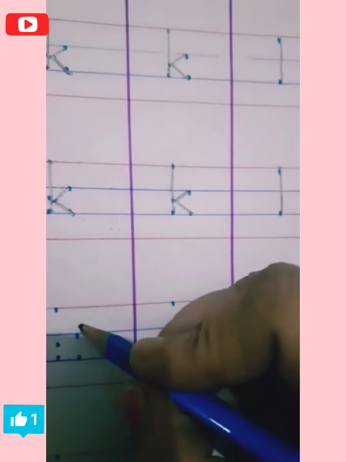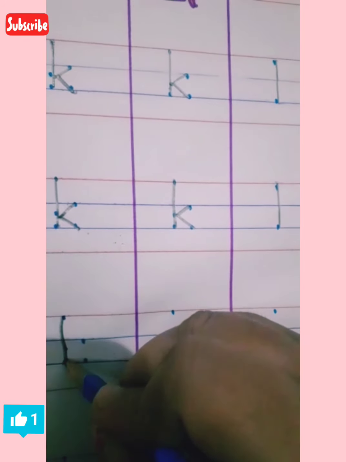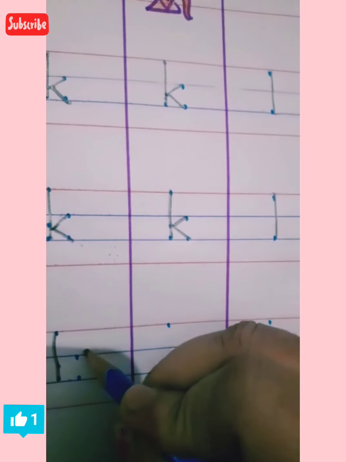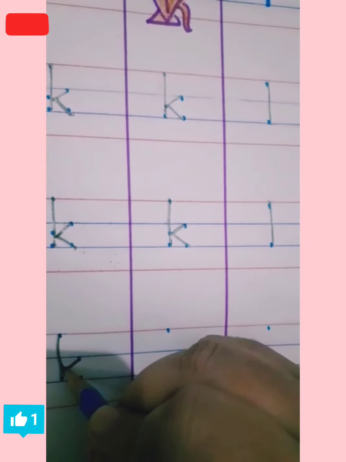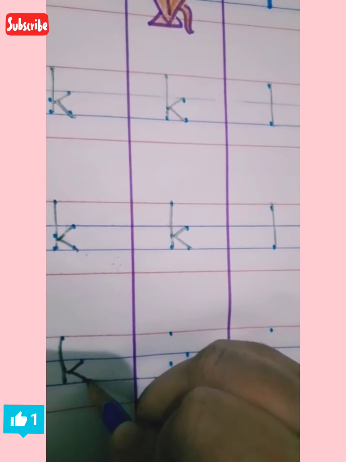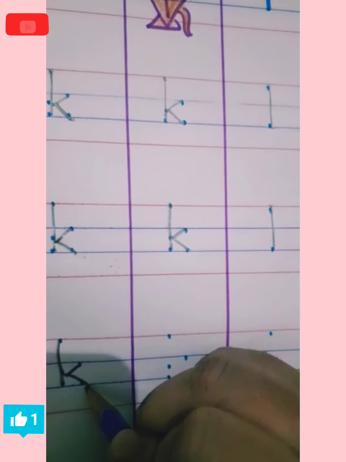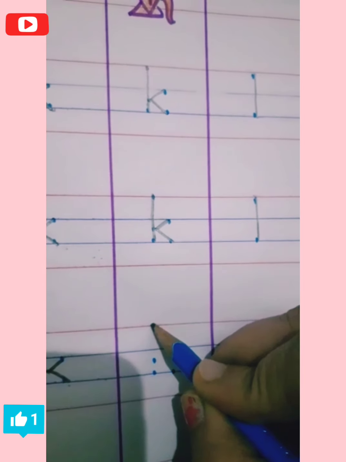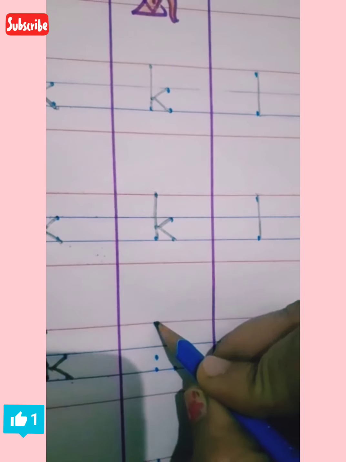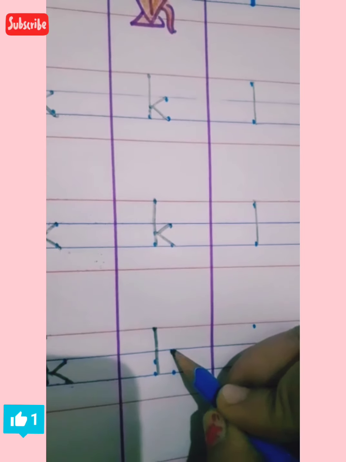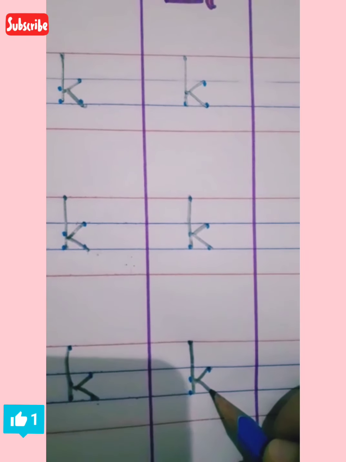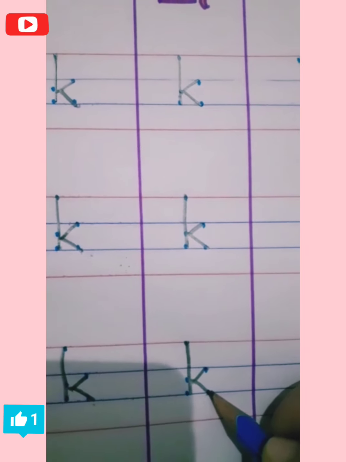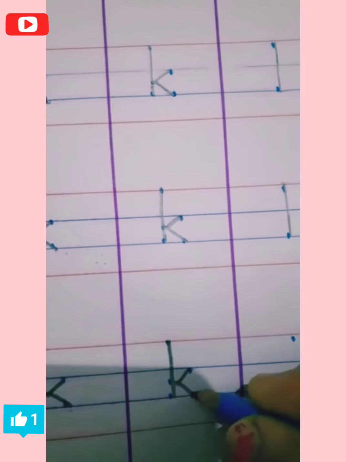First we will write a standing line. From the first blue line, draw a left standing line and draw a right standing line like this. Look again. Standing line, slanting line, another slanting line. This is a K. K says K.